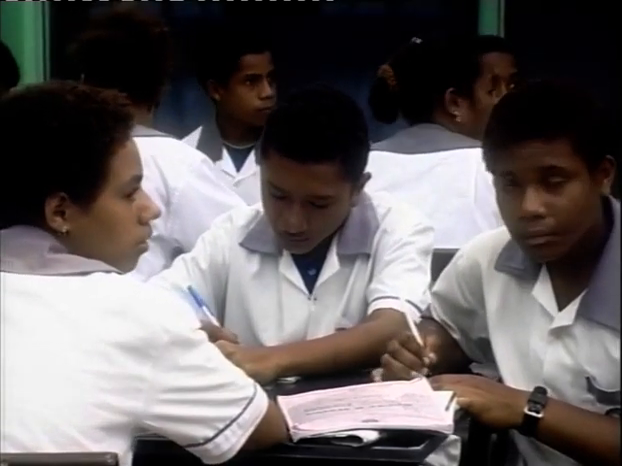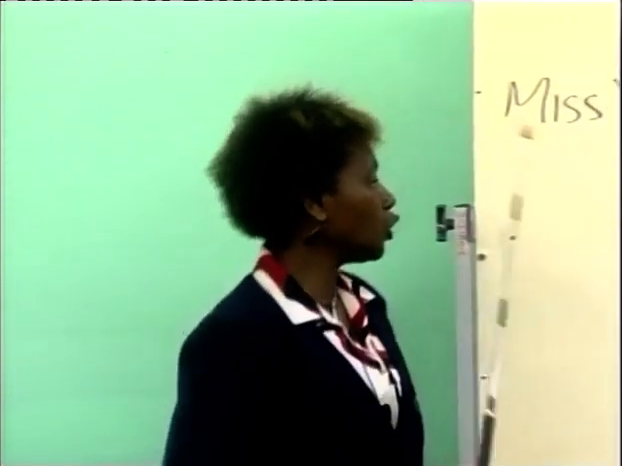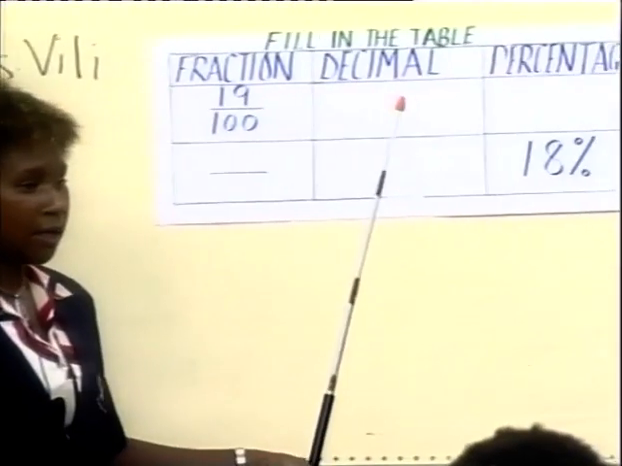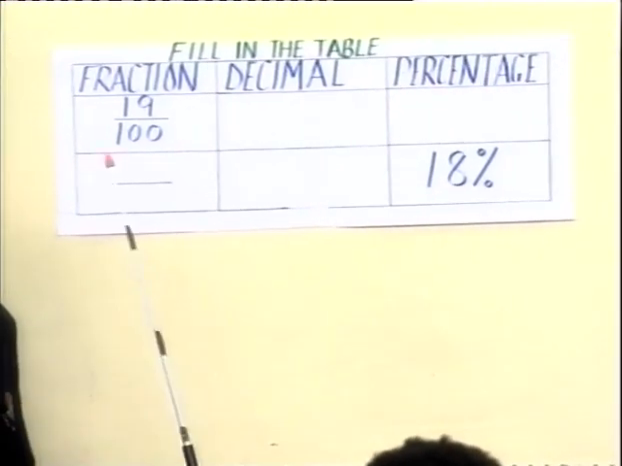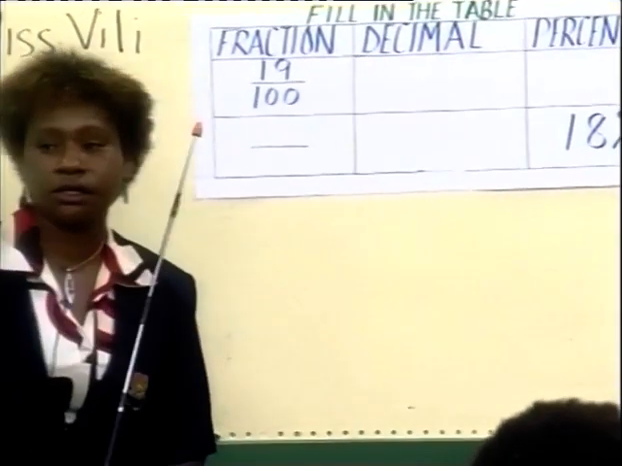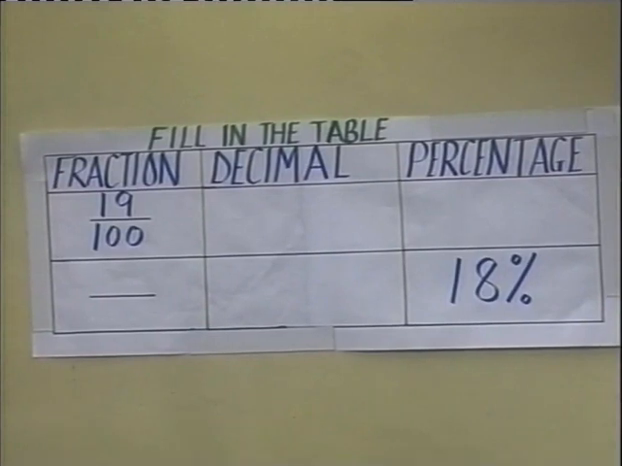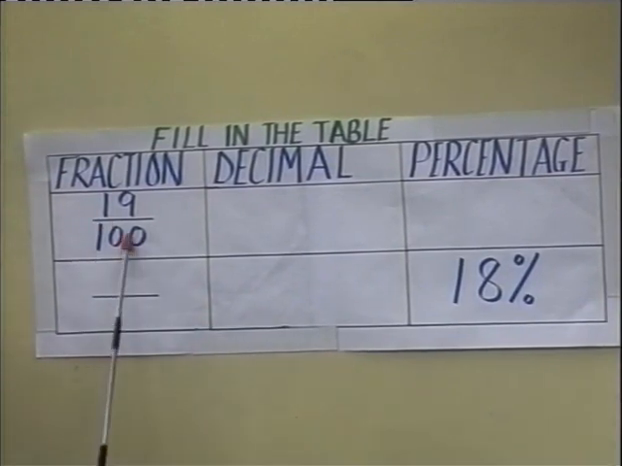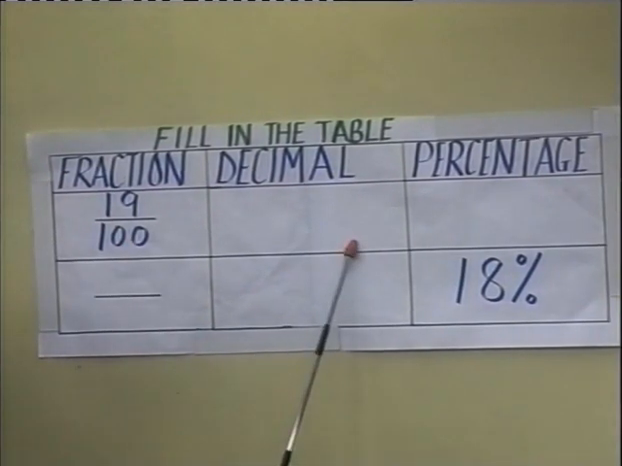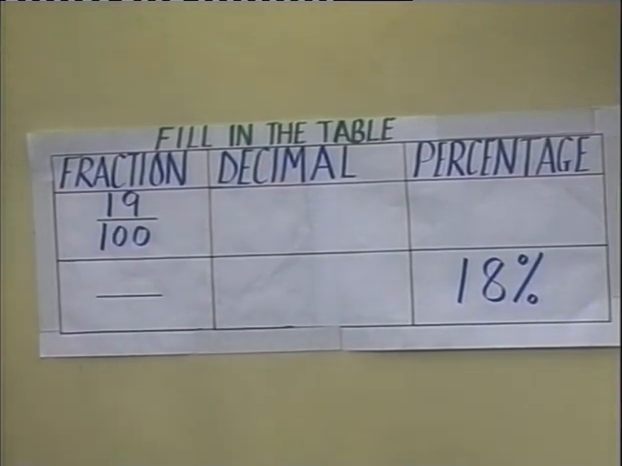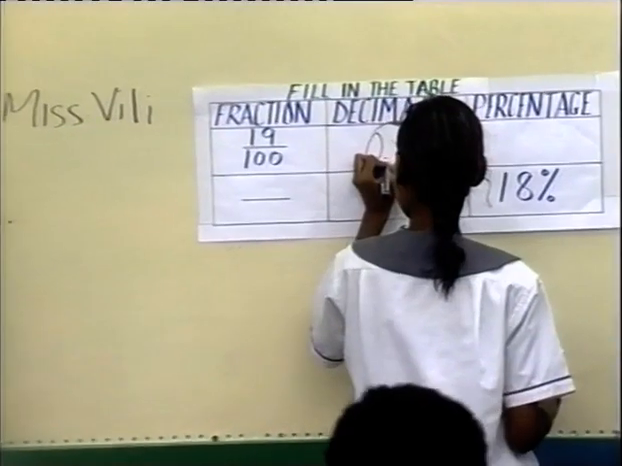Okay, I think our 3 minutes is up. I'd like volunteers to come up to the front, and I'd like you to write your answers inside the blank spaces that are being provided on the chart. Who would like to do the first one for us, changing 19 over 100 into a decimal? Leonie?